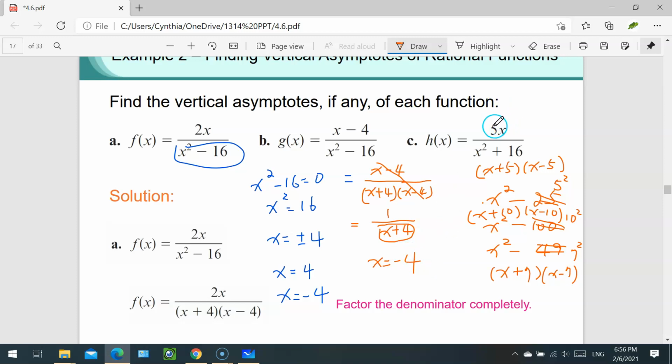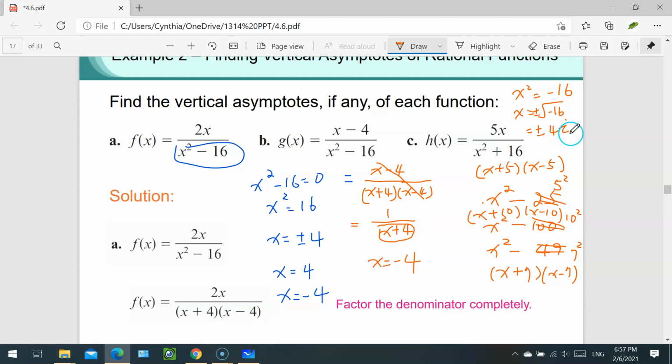Do the h of x. This function we cannot reduce, right? So the only way we can do is set the denominator equals 0. So when I bring the 16 to the right hand side, it turns to the negative 16. Now we do the factor form from here, do the square root. Sorry, we do the square root, not a factor form. Take the square root on both sides, we will get the positive negative root of negative 16. So that means your x equals plus minus 4i.